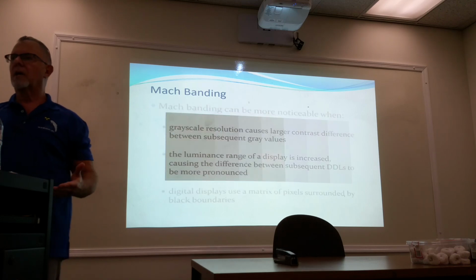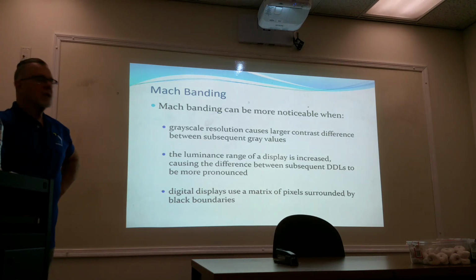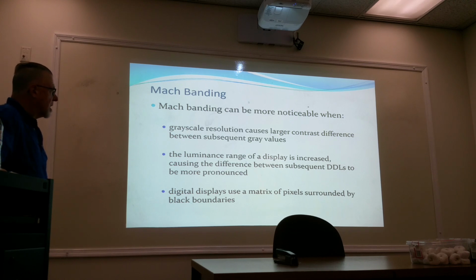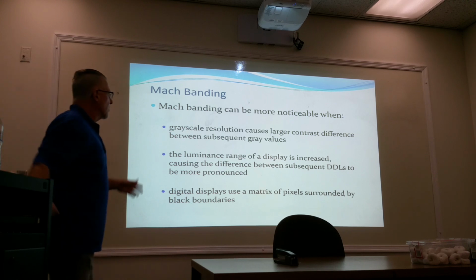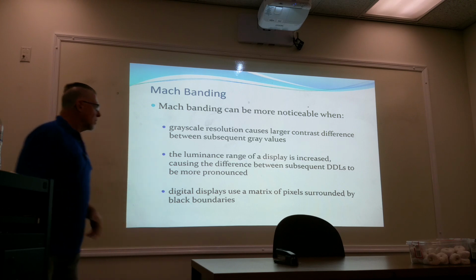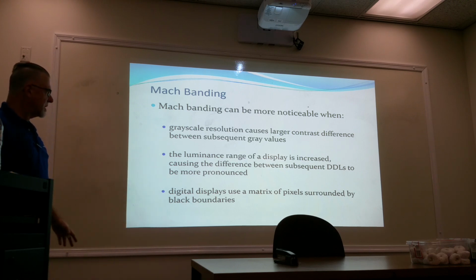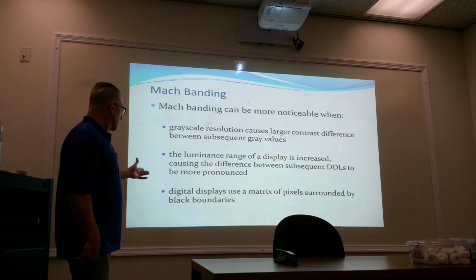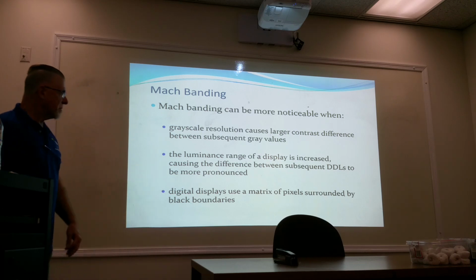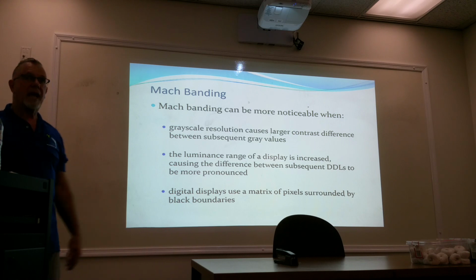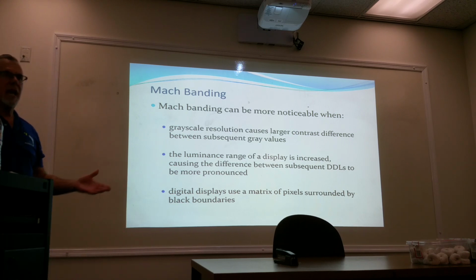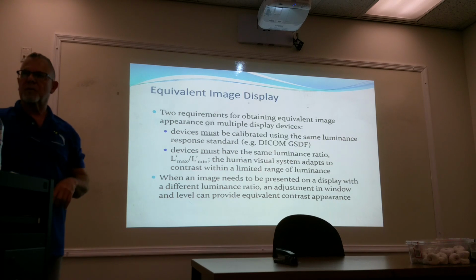Your Mach banding is more noticeable when grayscale resolution causes larger contrast differences between subsequent gray levels, when the luminance range of a display is increased, causing the difference between subsequent digital display levels to be more pronounced, and when they use a matrix of pixels surrounded by black boundaries. So we've gotten away from using pixels that have black borders, which is good.